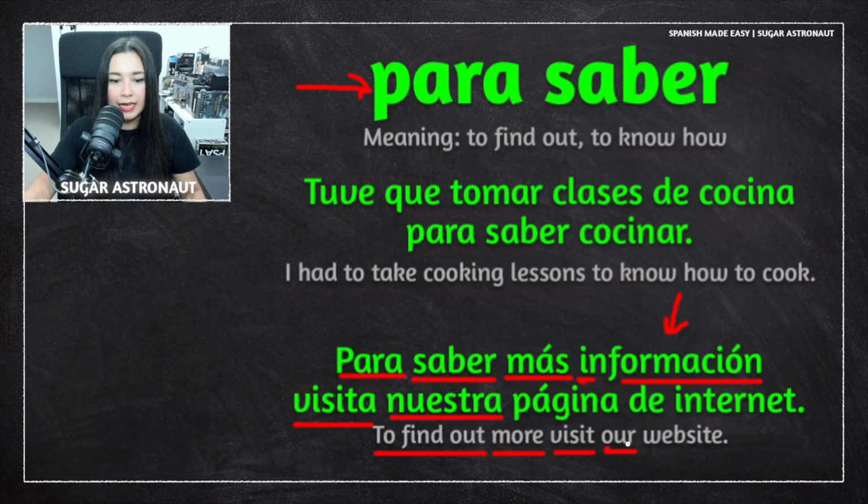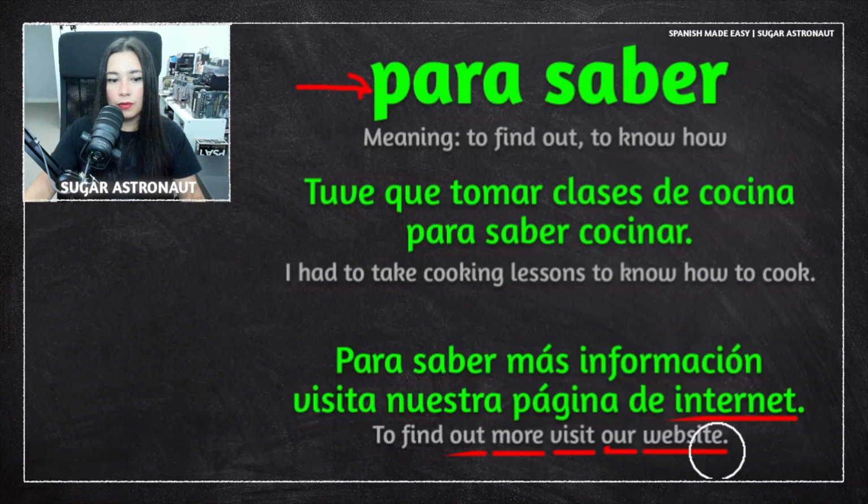Nuestra means our, and we're saying nuestra and not nuestro because we're talking about a website, and página is feminine. It's a feminine noun. Página de internet, that whole term means website. Okay? Para saber más información, visita nuestra página de internet. To find out more, visit our website.